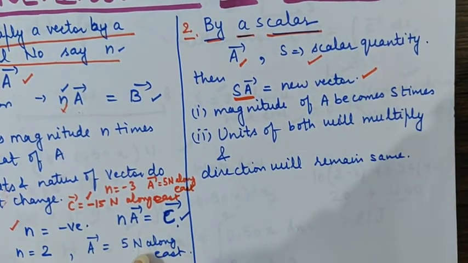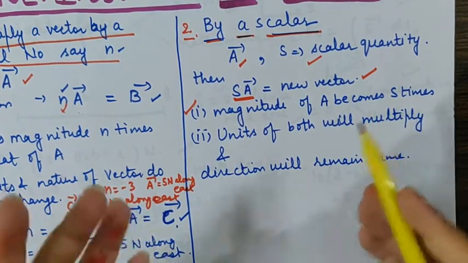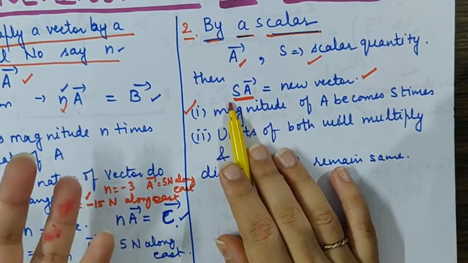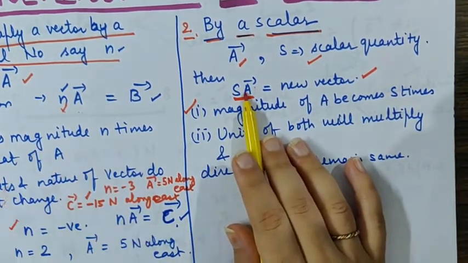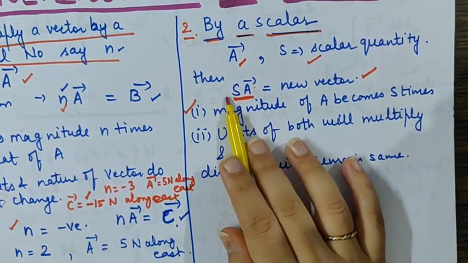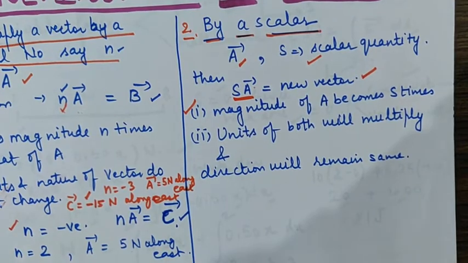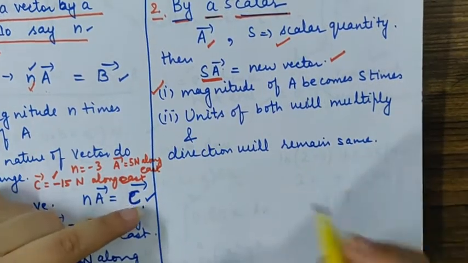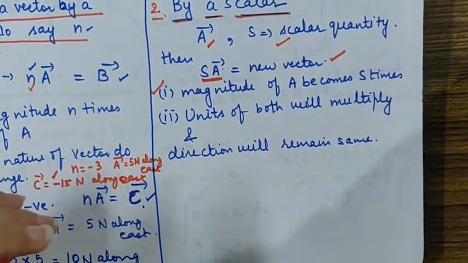What are the properties of the new vector? Number 1, the magnitude of A will become S times the previous vector. That means if the magnitude of A was something, it will be multiplied by the value of S now. Number 2, units of both the quantities will also be multiplied because S is also a physical quantity and A is also a physical quantity. So by the multiplication of both of them, we always get a new quantity. Direction will remain the same because scalar quantities are always taken as positive.